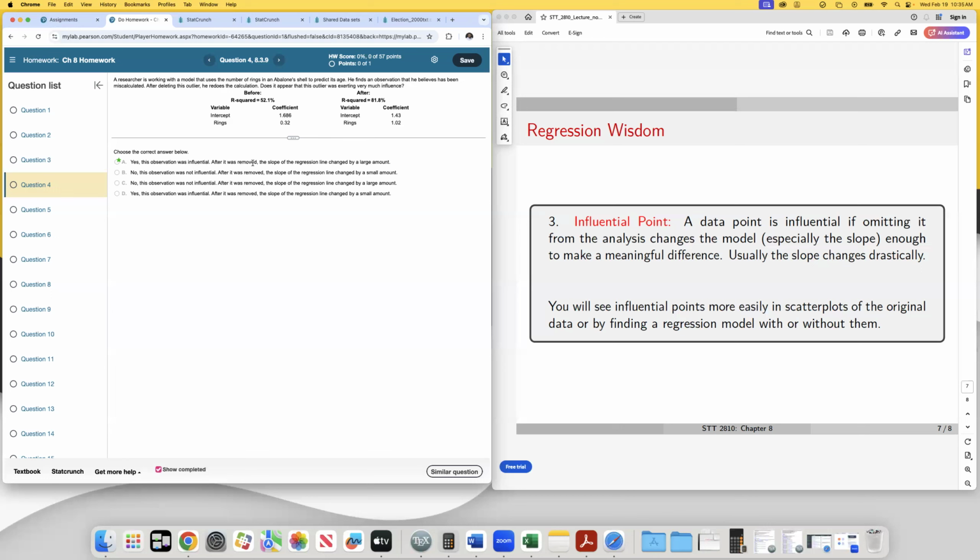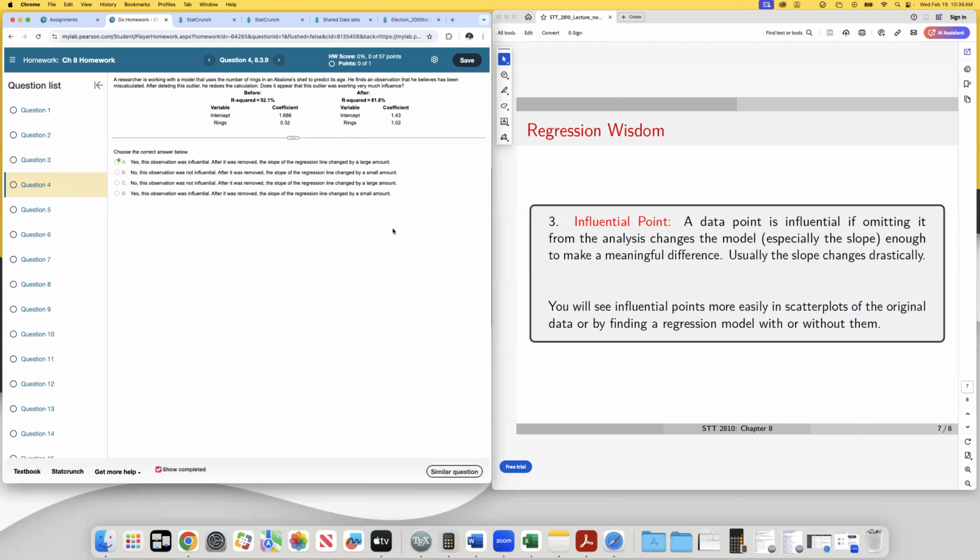So we can see after it was removed, the slope of the regression line has changed by a large amount. After it was removed, the slope of the regression line has changed by a smaller amount. So we can see from here, it has changed by a large amount, because this is the slope 0.32 to 1.02, more than twice. I think almost even more, maybe close to 3 times or more than 3 times. You could just multiply this by 3 to see.